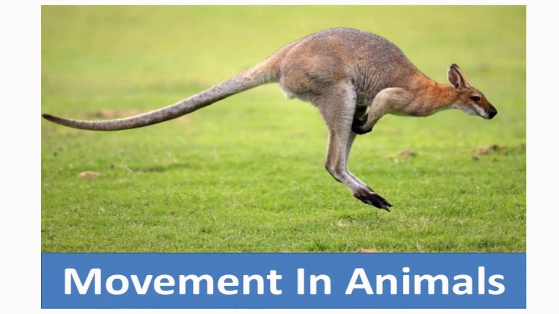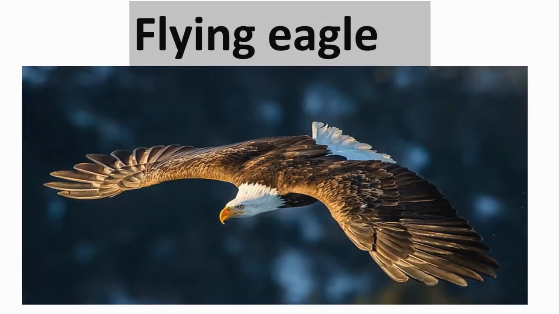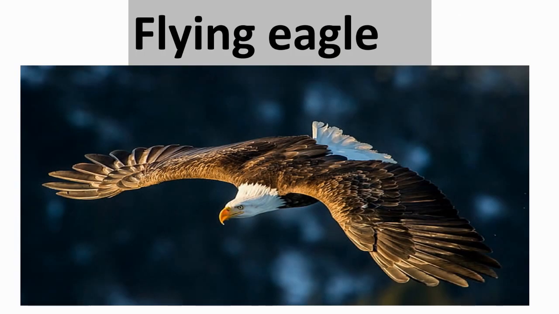This is a picture of a hopping kangaroo. And here is a picture of a flying eagle. You saw that the kangaroo was hopping, but the eagle flies because it is their way of moving. A kangaroo cannot fly and an eagle cannot hop.